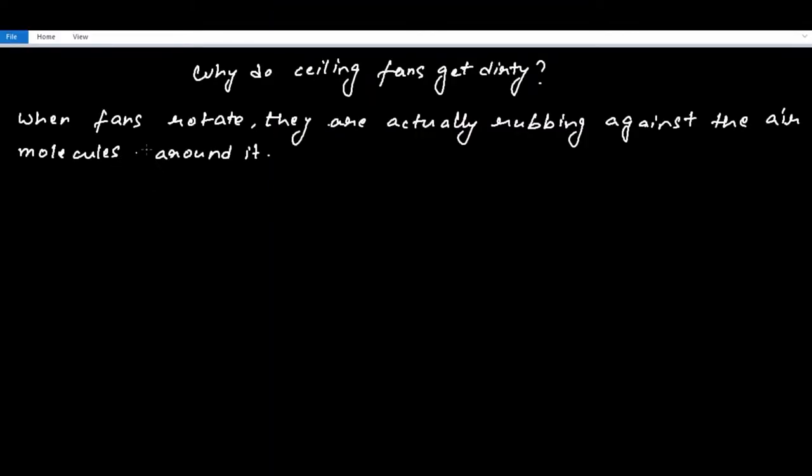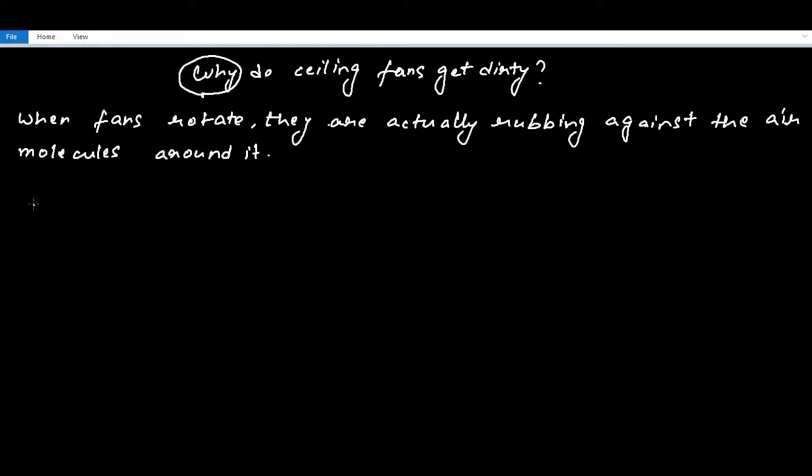So now that I've proven my point to you with the help of this experiment, let us understand why ceiling fans actually get dirty. I've shown you that they get dirty, but now let us understand why this happens. So here I've written down something. When fans rotate, they're actually rubbing against the air molecules around them. They're rubbing against the air, so there's friction taking place. So again, frictional static electricity is coming into play here.